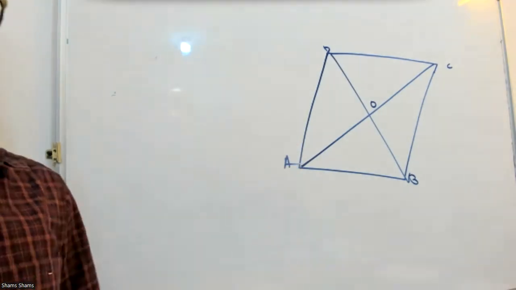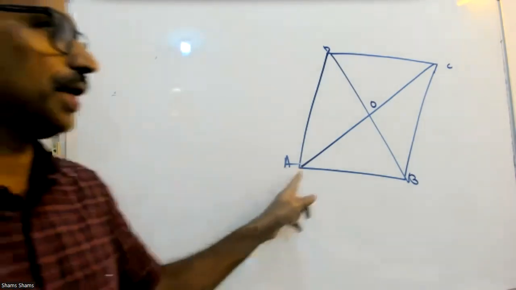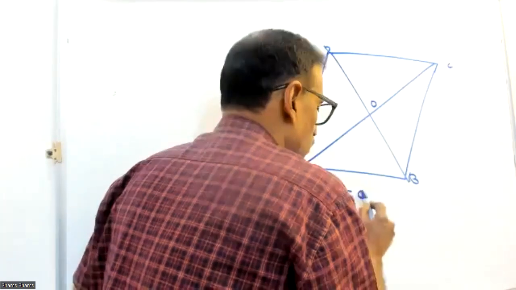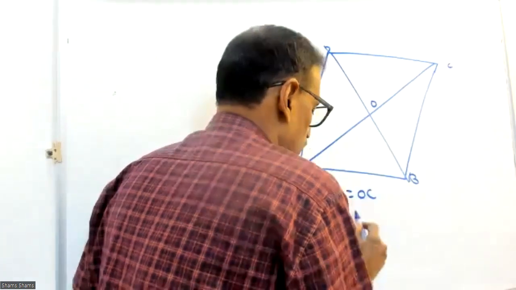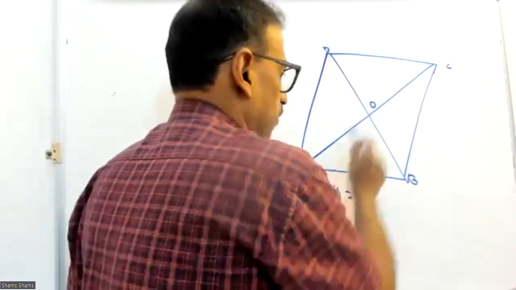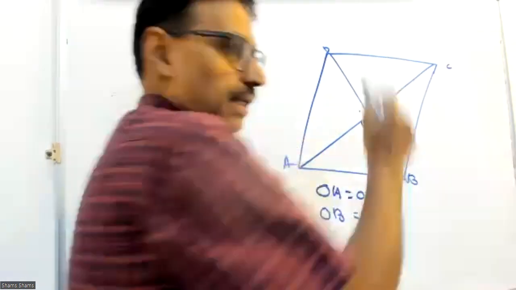Given ABCD is a quadrilateral in which OA equals OC, OB equals OD, and angle AOC is 90 degrees. This is 90, this is 90, this is 90. When I write it, I'll give you the notes.